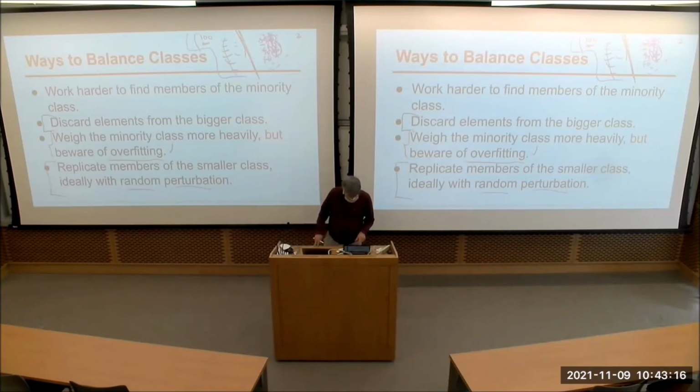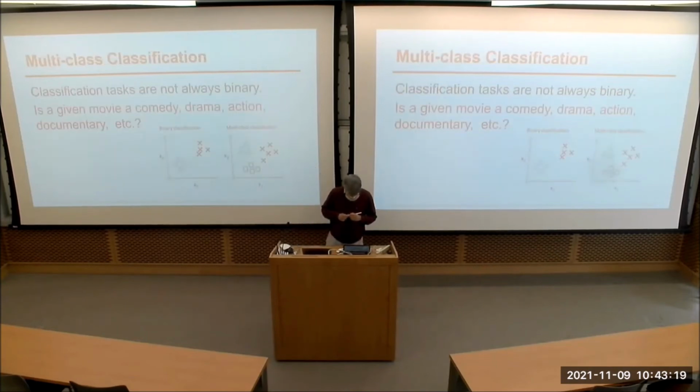So balancing classes is an important thing. Dealing with multiple classes, more than just binary classification, is also an important thing. If you want to classify a movie, often you have a world where movies fall into genres. Movies can be comedies, drama, action. That's a representation of a multi-class classification problem. So here is an example of a 3-class classification problem. Any questions?